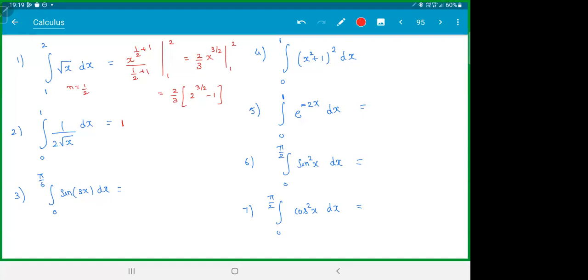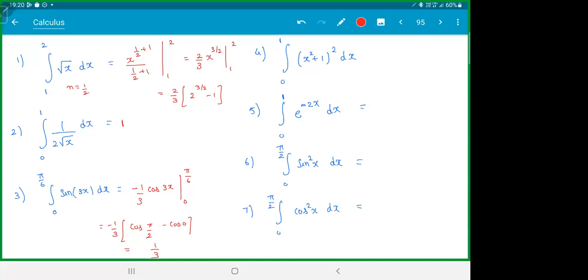Third answer will be minus 1 by 3 cos 3x from 0 to pi by 6. Put pi by 6 there, it will become pi by 2, and this will become minus cos 0. Cos pi by 2 is 0, that is 1, so 1 by 3. I hope 1 to 3 are clear.